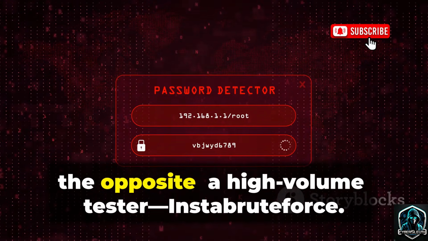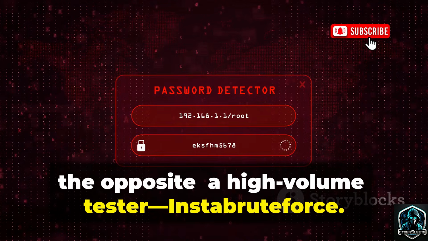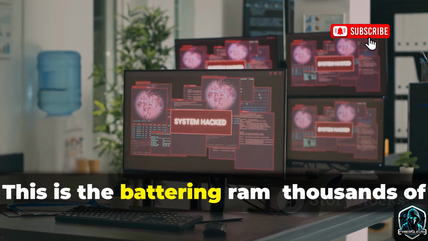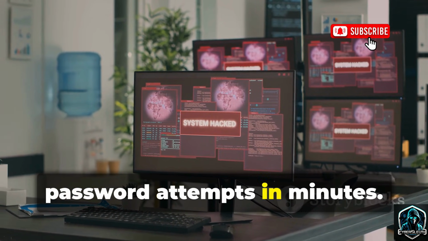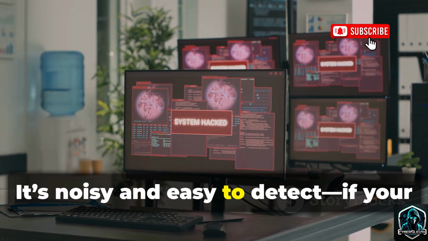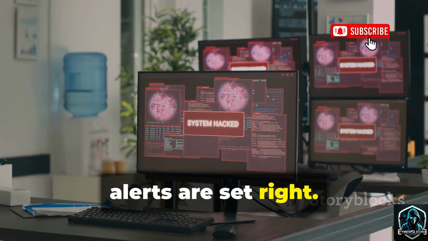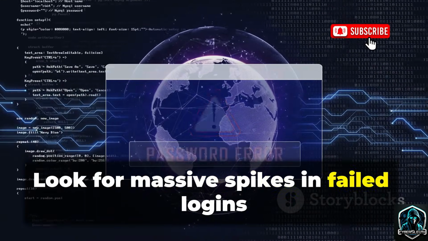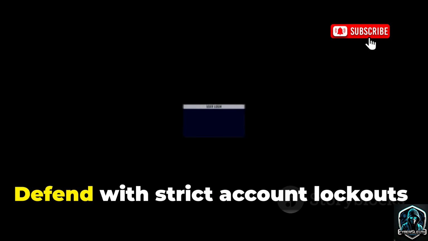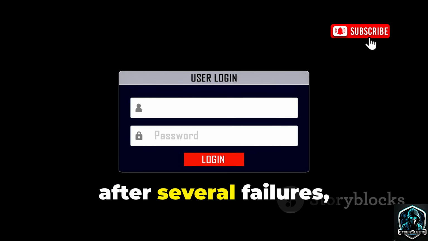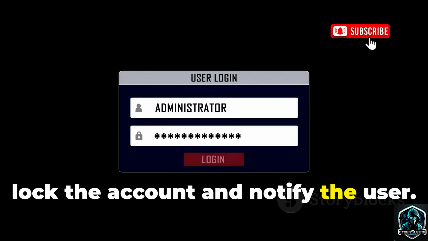Now the opposite, a high-volume tester, Instabruteforce. This is the battering ram: thousands of password attempts in minutes. It's noisy and easy to detect if your alerts are set right. Look for massive spikes in failed logins from a few IPs. Defend with strict account lockouts. After several failures, lock the account and notify the user.